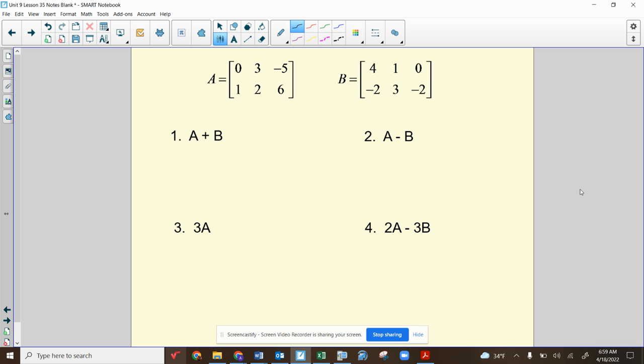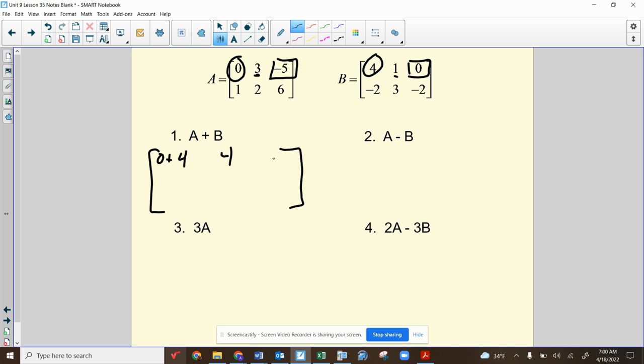Okay, so taking those two matrices, let's actually do the adding and subtracting. So adding is literally just taking each piece and adding them together. So for instance, the first piece in the upper left to the first piece in the upper left, and you would add those together. So 0 plus 4 obviously is 4. Then I would do the same thing with those two numbers, and 3 plus 1 is 4. And then I would do the same thing with those two numbers.